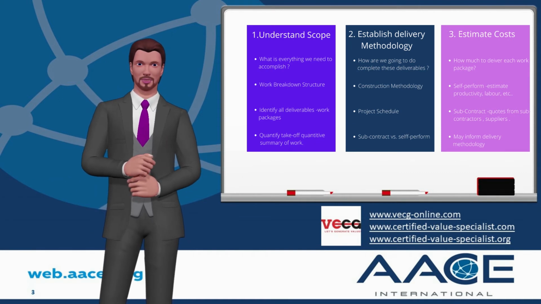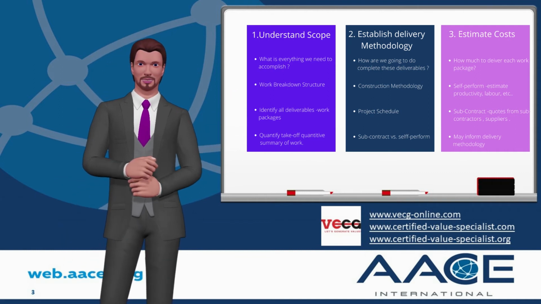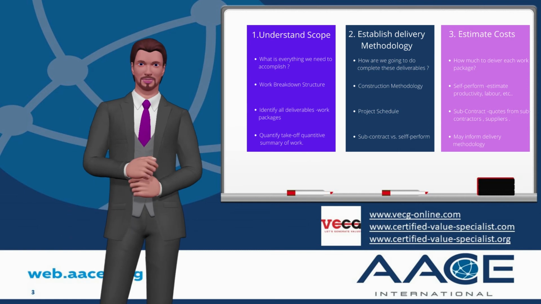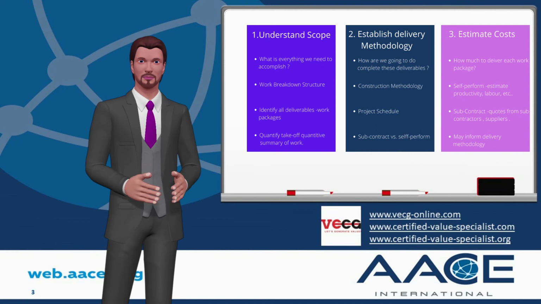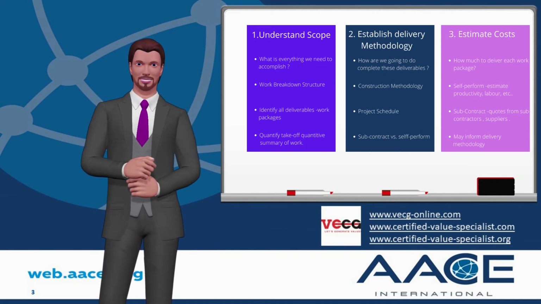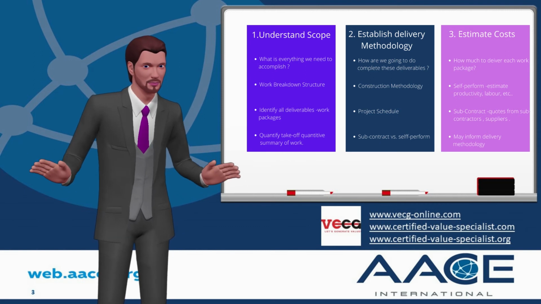How are we going to complete the required deliverables? This involves developing our construction methodology. Step 2 will be heavily related to procurement and the development of the project schedule. We'll put a lot of focus on the timing and resource requirements needed to complete the work. By the end of step 2, for each package, we should know whether we plan on subcontracting or self-performing the works, and exactly how we plan on delivering the work package.